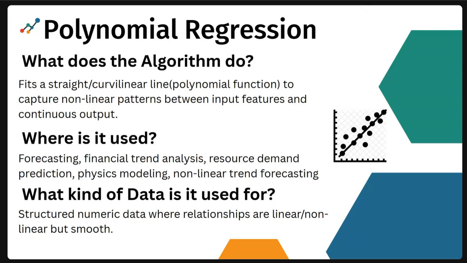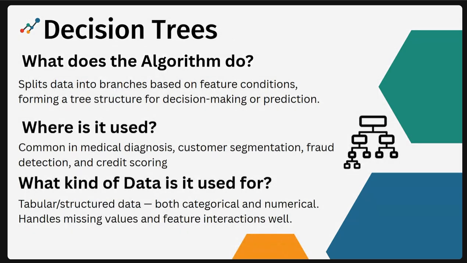This algorithm fits a polynomial function to capture nonlinear patterns between input features and continuous output. It's ideal for forecasting, financial trend analysis, and physics modeling, working with structured numeric data where relationships are nonlinear but smooth. Finally, decision trees. These split data into branches based on feature conditions, forming a tree structure for decision making.